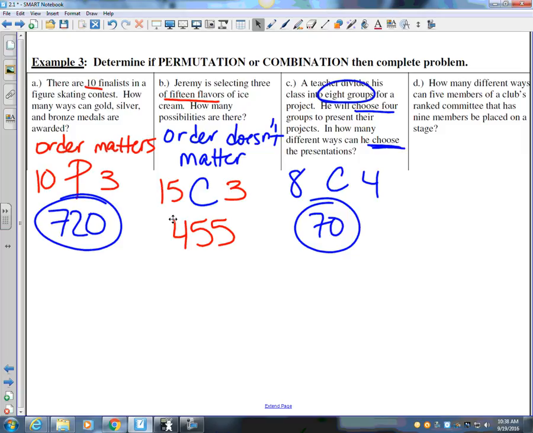All right, D, how many different ways can 5 members of a club's ranked committee that has 9 members be placed on stage. Anthony, does order matter? Guys, please don't answer for other people. Order does matter because you're placing them on stage. Okay, so think about having chairs on a stage. You're going to assign seats. Okay, who sits where. Anthony, what number goes in front? 9. And what number goes in back? 5. Okay, anybody got that one?